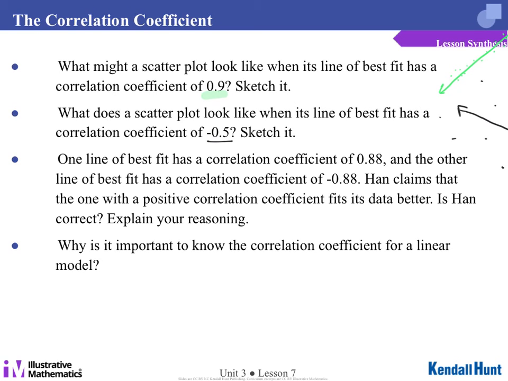Next, one line of best fit has a correlation coefficient of 0.88, and the other line of best fit has a correlation coefficient of negative 0.88. Han claims that the one with a positive correlation coefficient fits its data better. Is Han correct? Well, they're both 0.88 away from zero, so they're both going to have the same correlation, which means they fit the data equally well. It's just that one is going up and to the right, a positive slope, and one is going down and to the right, a negative slope.